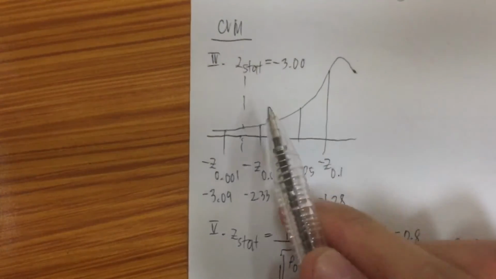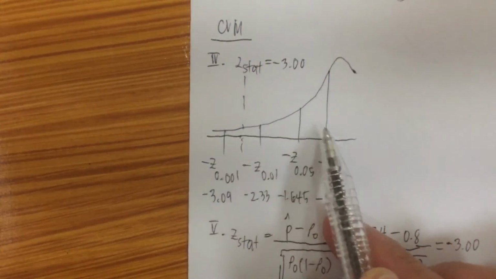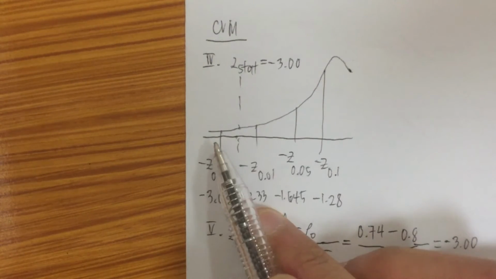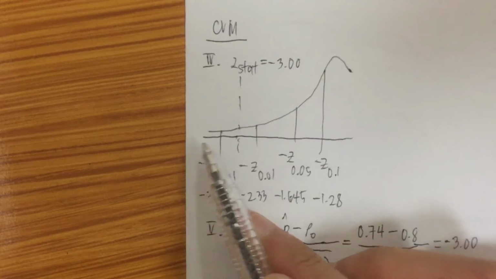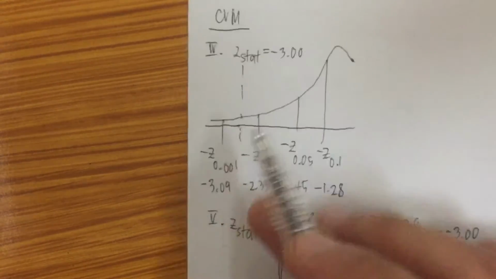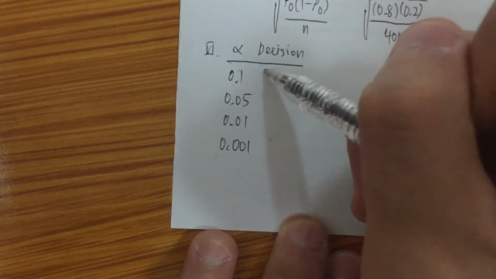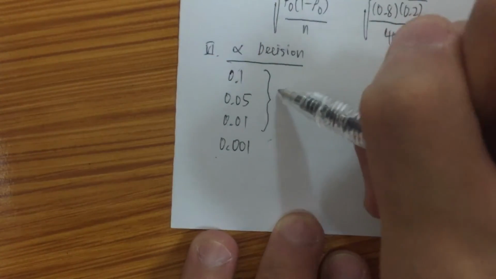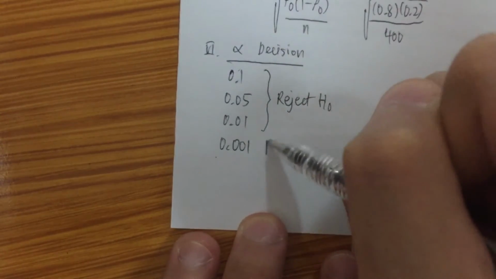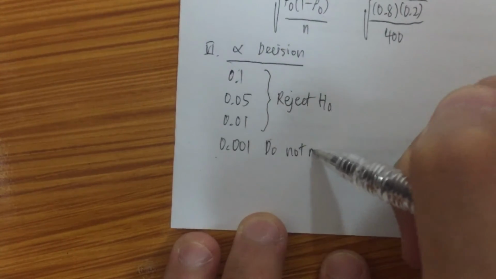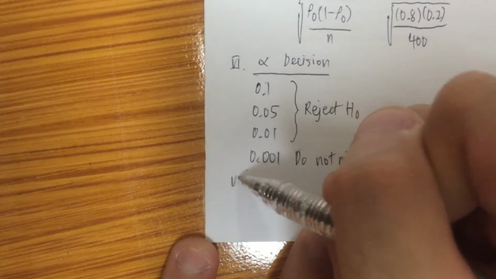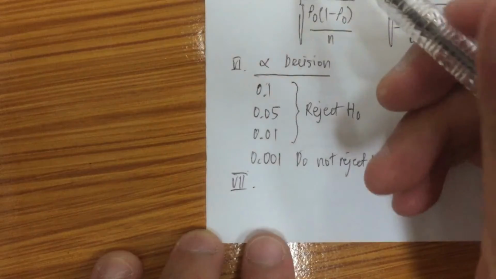The test statistic is inside the rejection area for 10%. It's also inside the rejection area for 5% and even 1%. So it's not inside the rejection area only for 0.1%, which means that your decisions for the first 3 values of alpha are the same, and that's reject the null hypothesis. But for the last one, we do not reject the null hypothesis. So here again, we have rejected the null hypothesis up to 1%.